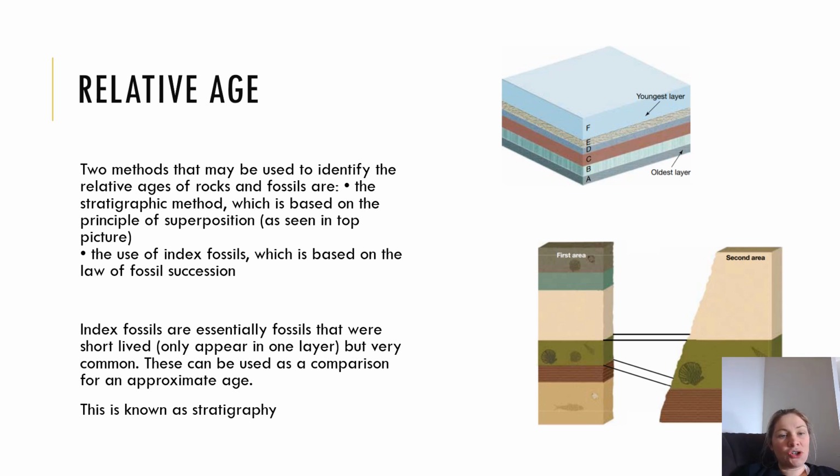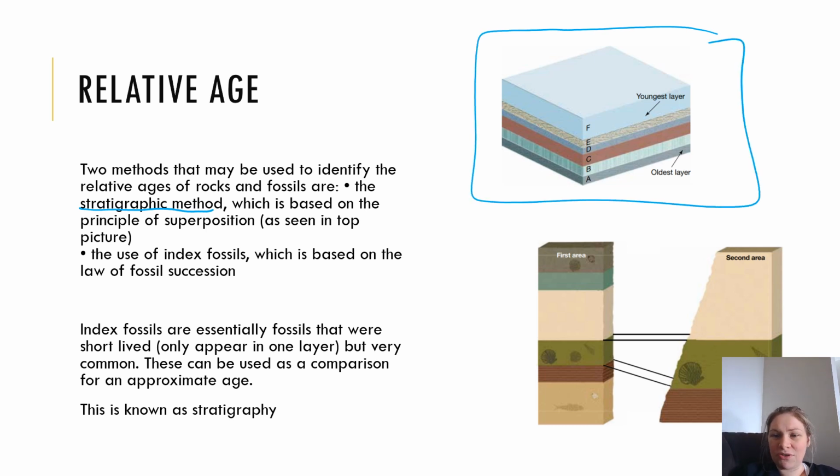Okay, let's unpack those 2 ways that we date fossils a little bit more. So the first one we'll look at is a fossil's relative age. There are 2 methods that can be used to identify relative age of rock. The stratigraphic method, which is based on the principle of superposition. So if we have a look at this particular picture up here, we can see the oldest rock strata, or the oldest layer of rock, is at the bottom, the youngest layer is at the top. So if we're able to label those layers and look at what fossils are found in those layers, compare them with another piece of rock from another area, we're able to work out a relative age that way.